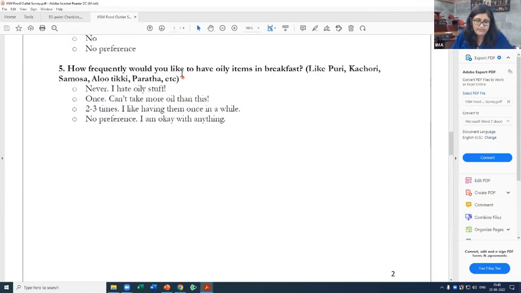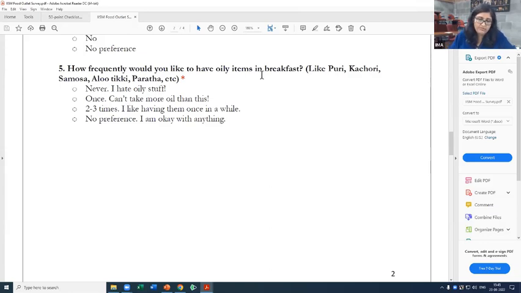Similarly, how frequently would you like to have oily items? This is a very biased question. Even if I love oily food, do you think I would say that I love oily food? Every time I go, that's what I crave. Please keep it. No one is going to admit to that. It's a socially undesirable answer. So do not ask biased questions.